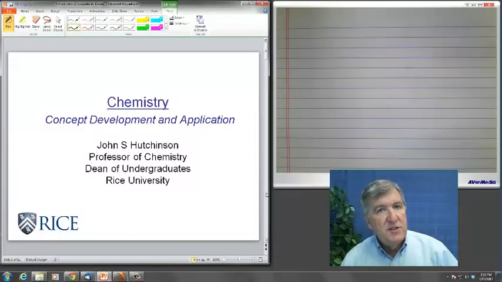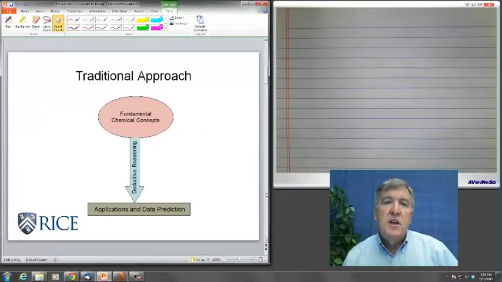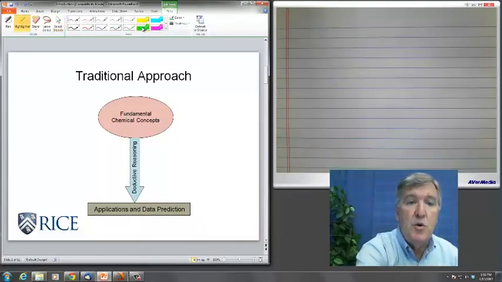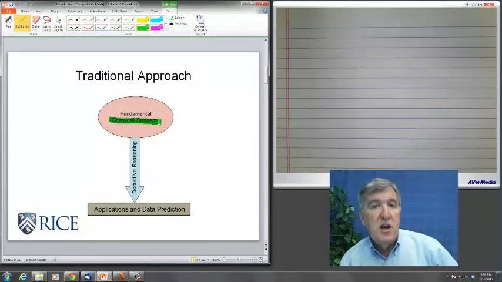To give you some context for this approach, what I'd like to do is describe what the traditional approach to teaching general chemistry has been. The idea here is that fundamentally, of course, we would like our students to understand the most important chemical concepts that they need to take away from a class in chemistry. So our goal is, of course, these chemical concepts.